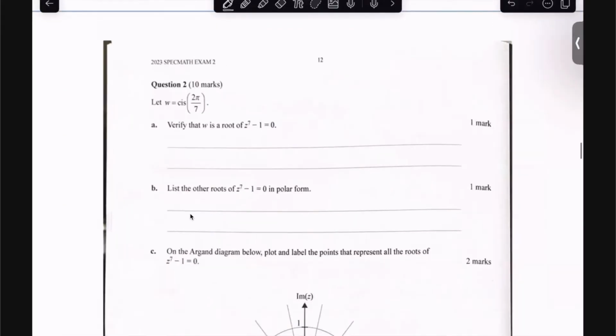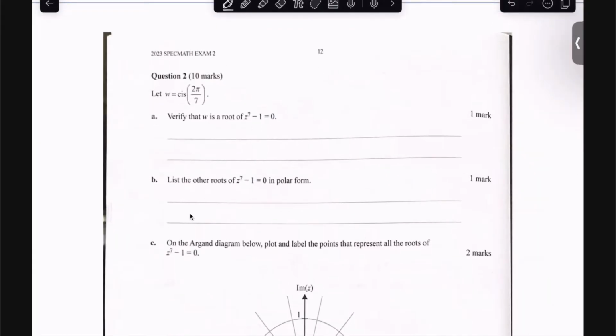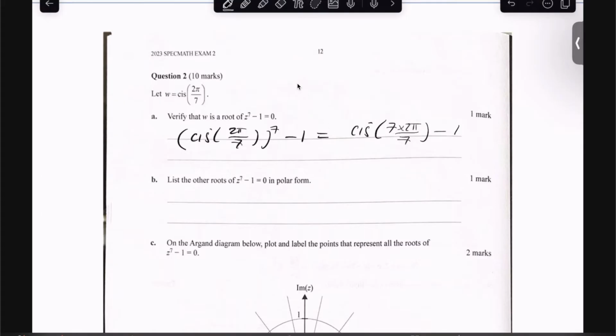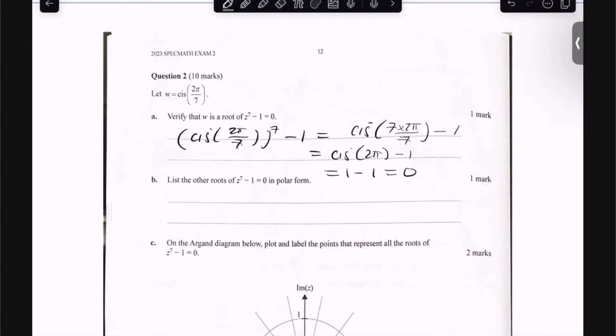Verify that w is a root of that. So if you put in cis 2 pi on 7 to the power of 7 minus 1, that's equal to cis 7 times 2 pi on 7, minus 1, and that's cis of 2 pi minus 1, which is 1 minus 1, which is 0, which is the right hand side.